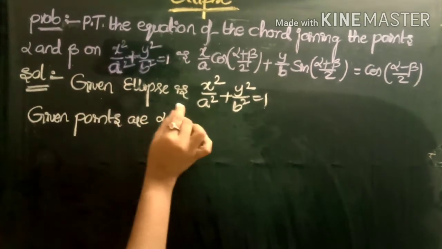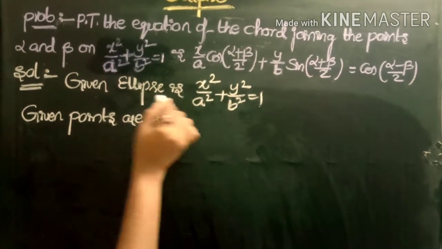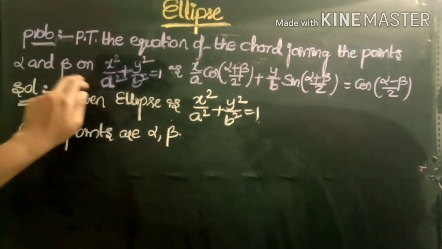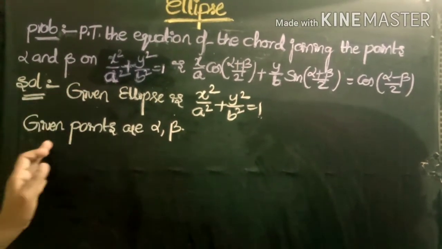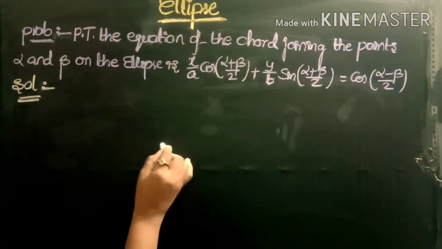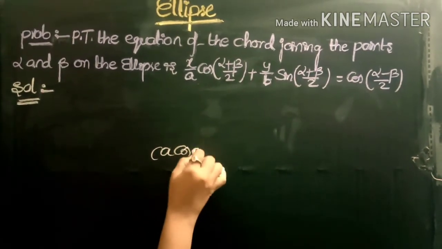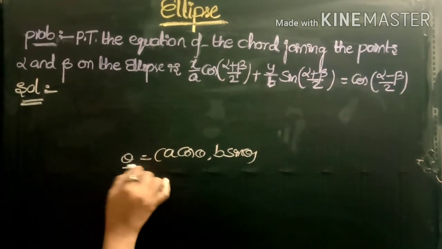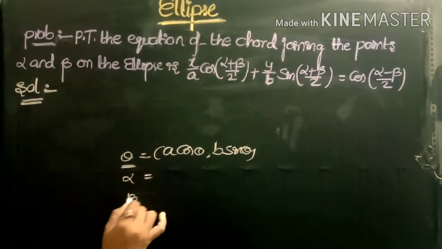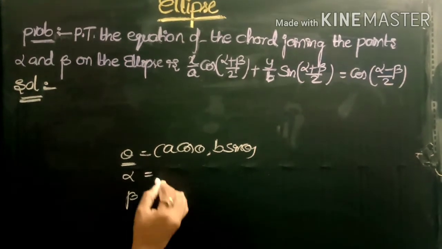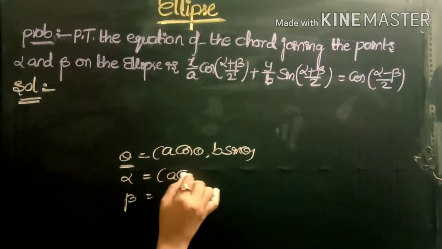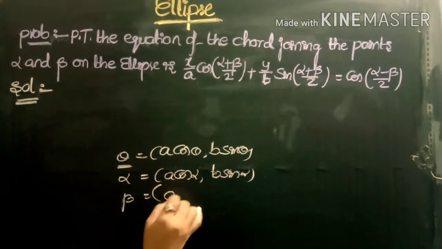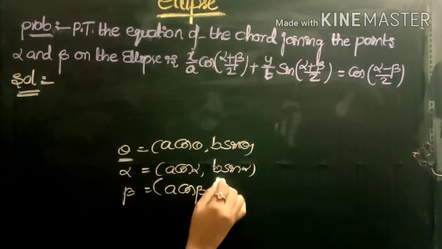So first we are writing the given ellipse equation here. Here the given ellipse is x square by a square plus y square by b square is equal to 1. The equation of the chord joining the points alpha and beta. So given points are alpha, beta. Already we know that any point on the ellipse is taken as a cos theta, b sin theta, and this is taken as the point theta. But here the given points are alpha, beta. So what are the coordinates of alpha, beta? The coordinates of alpha are a cos alpha, b sin alpha, and the coordinates of beta are a cos beta, b sin beta.